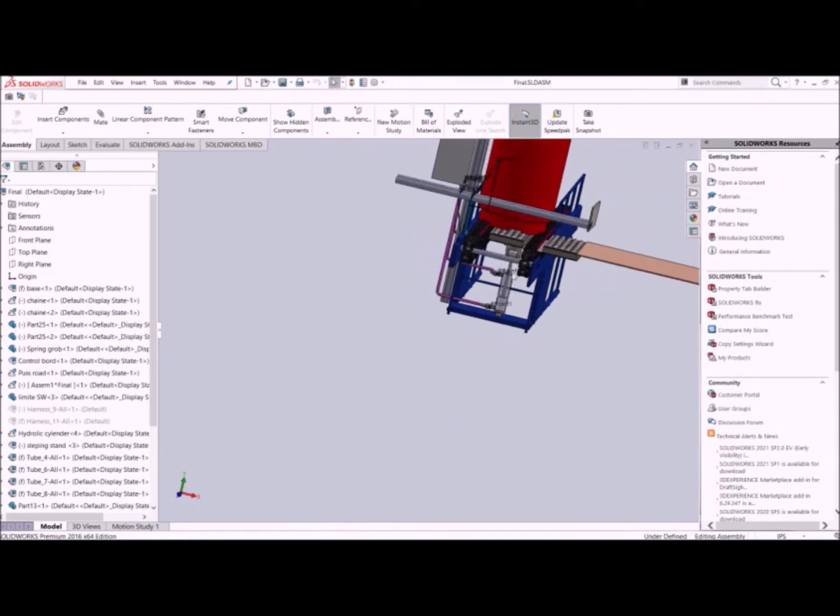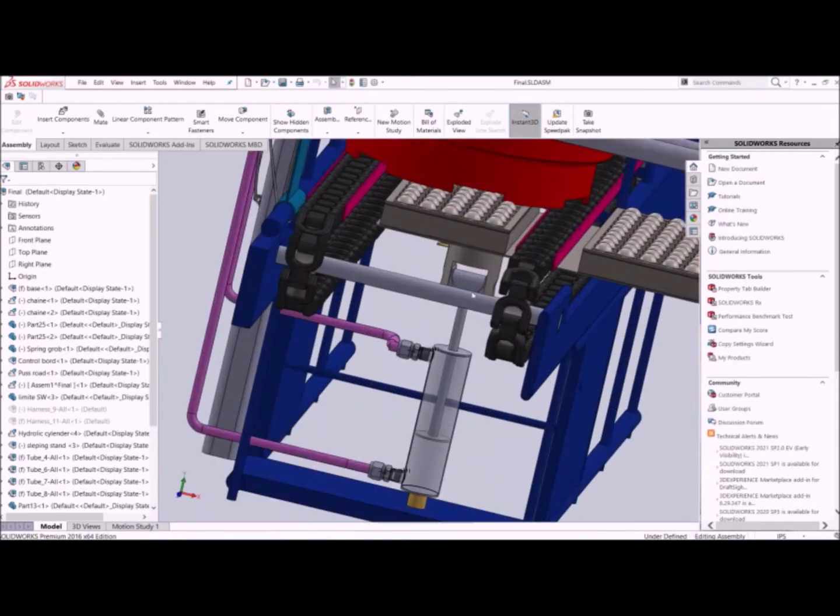Now this sliding stand is connected with a pneumatic cylinder, and I use a pneumatic cylinder because all our systems work with pneumatic compressed air. That's why I use a pneumatic cylinder. Otherwise I could have used a servo motor.